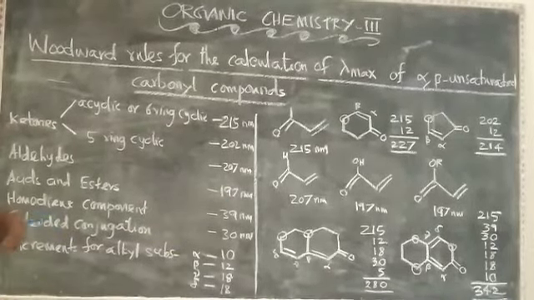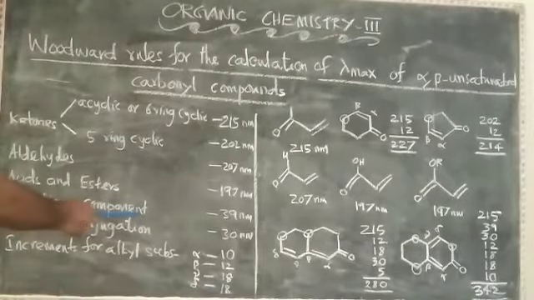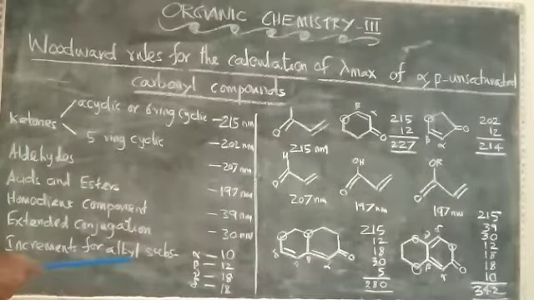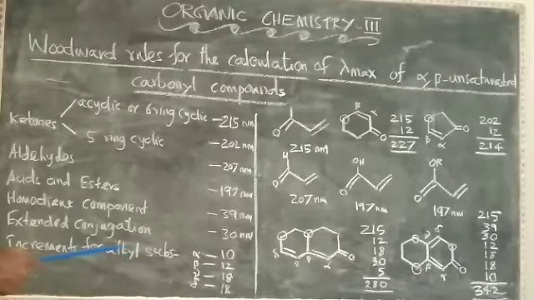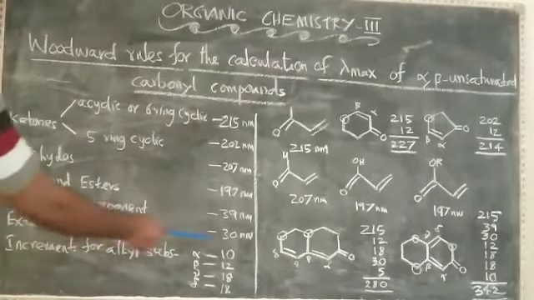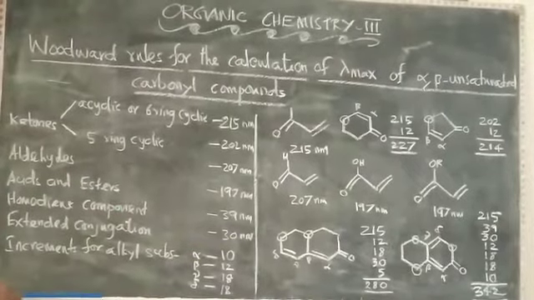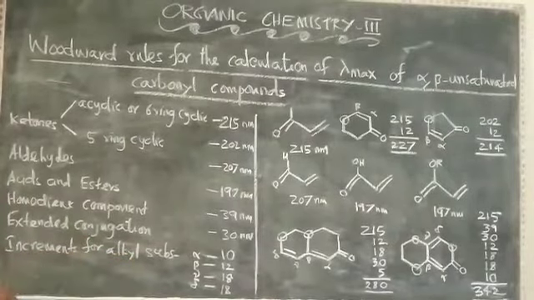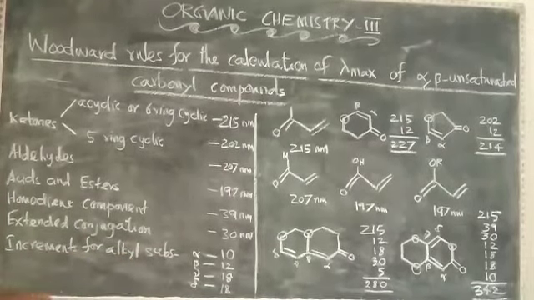In addition, a homodiene component may be present in the system which carries a 39 nanometer addition. If two double bonds are present on the same ring, it is said to be a homodiene component. Then for extended conjugation, 30 nanometers are added. And alkyl or other groups may be present on the double bond system.